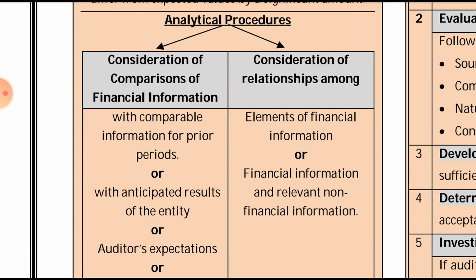And analytical procedure is the consideration of the relationship among elements of the financial information, that is, we compare financial element with financial element, or the financial information and the relevant non-financial information. This is important: we don't compare each and every financial item with non-financial information, not all non-financial but only the relevant non-financial information.